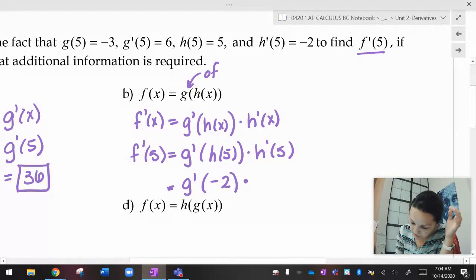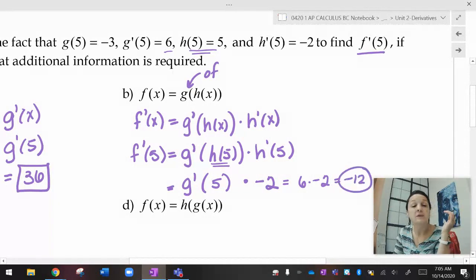Wait, h of 5 was 5. I typed in the wrong thing. Whoops, see? There we go. h of 5, I just looked at the wrong number, is 5 times h prime of 5, which is negative 2. So now I need g prime of 5 times negative 2. g prime of 5 is 6. 6 times negative 2 is negative 12. Okay?